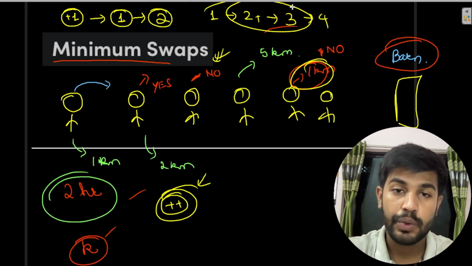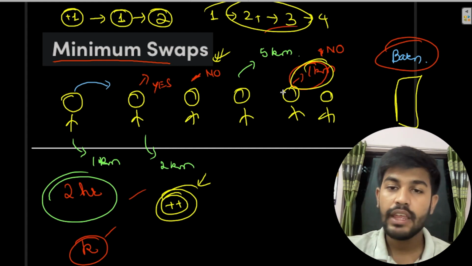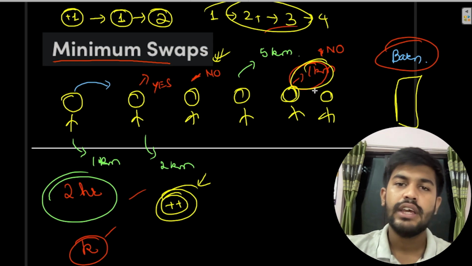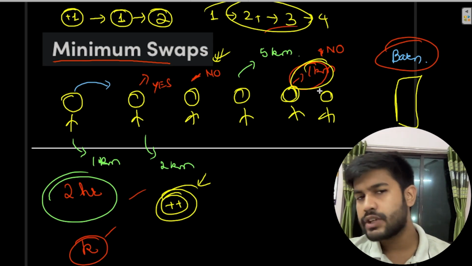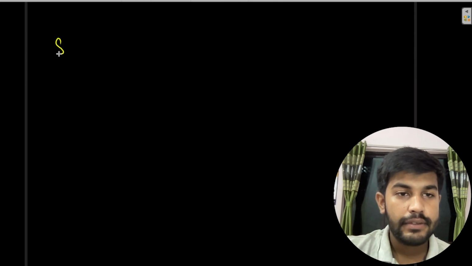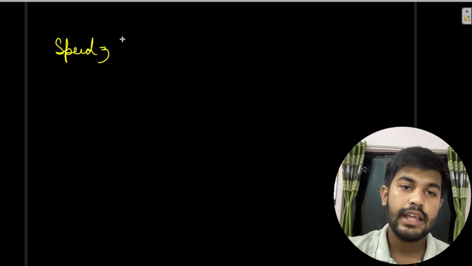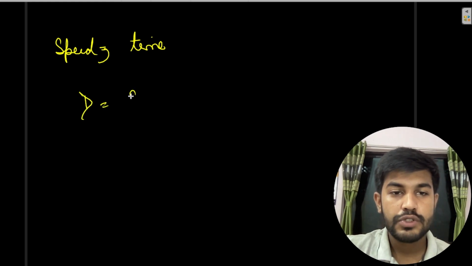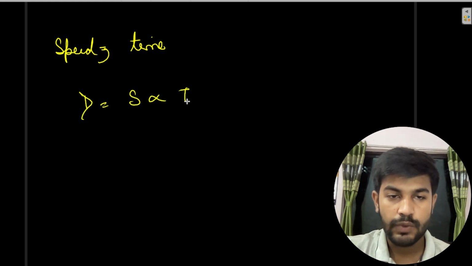So how would we know if the sheep is able to reach the barn or not? This is a very small thing, elementary mathematics, but still I would discuss that. See, we are given the speed, and then we are also given the time. So don't you think distance is equal to speed into time? This is what is given.